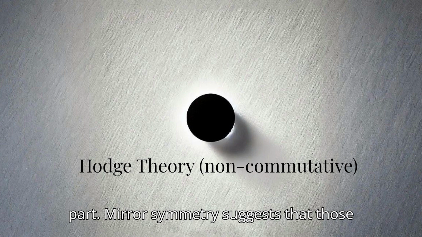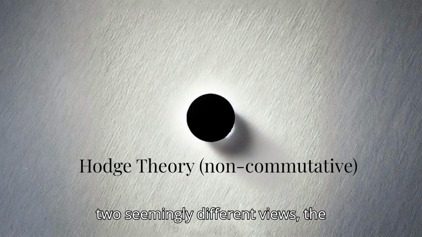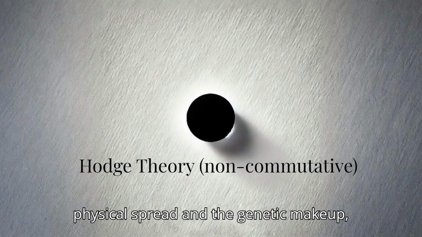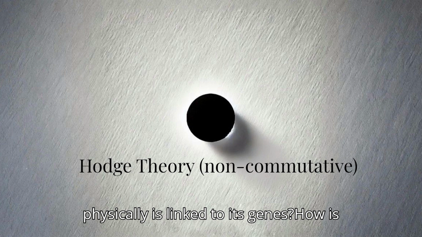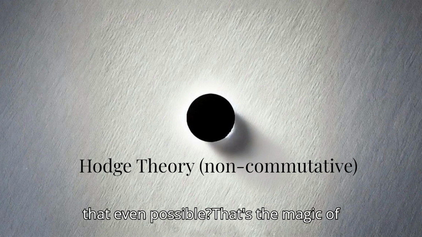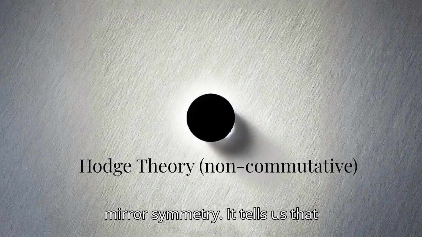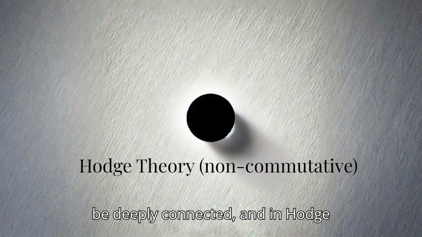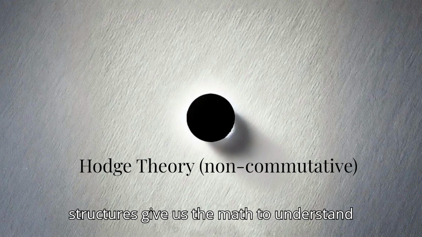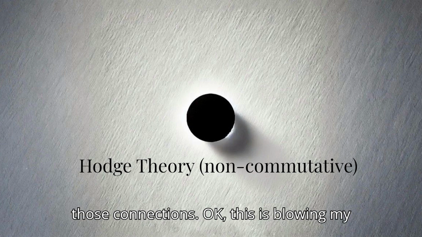Precisely. And here's the amazing part. Mirror symmetry suggests that those two seemingly different views, the physical spread and the genetic makeup, are somehow connected. Hold on, are you saying the way a disease spreads physically is linked to its genes? How is that even possible? That's the magic of mirror symmetry. It tells us that seemingly unrelated parts of a system can be deeply connected. And Hodge structures give us the math to understand those connections.